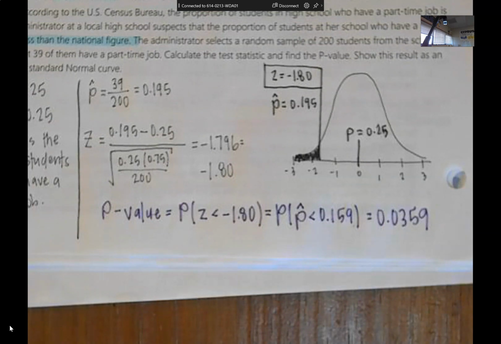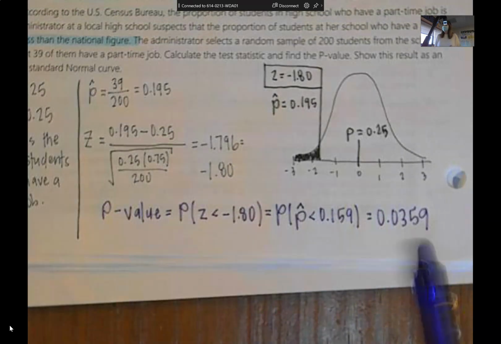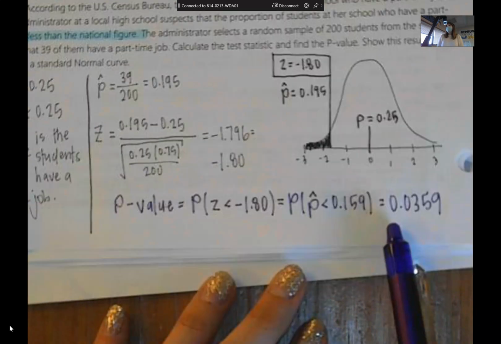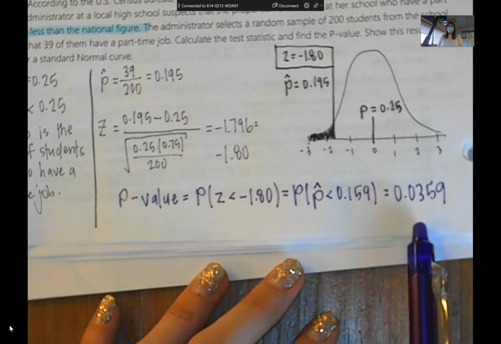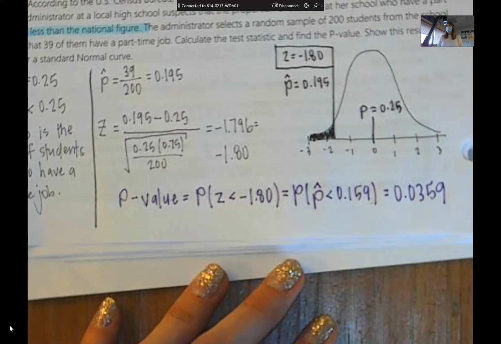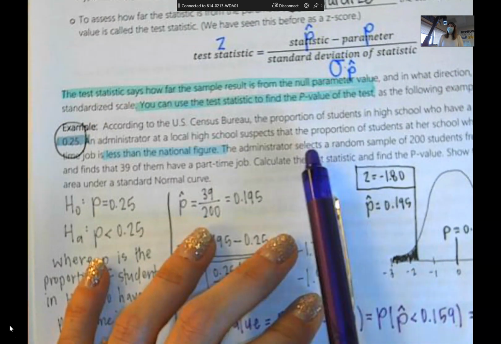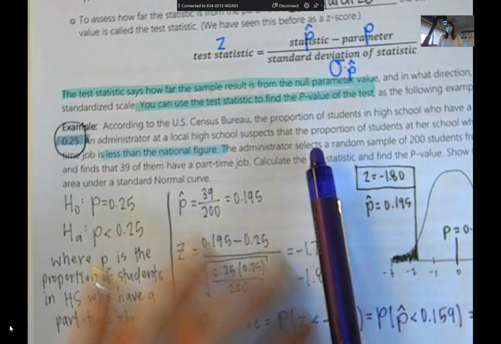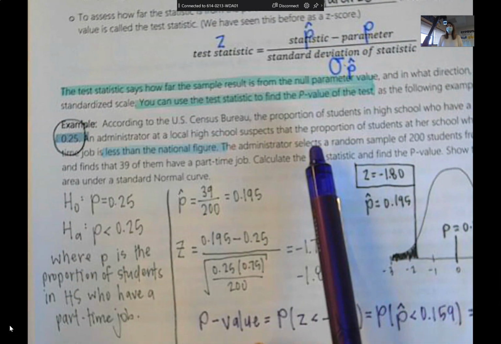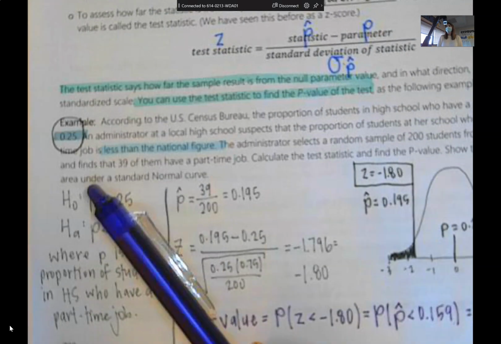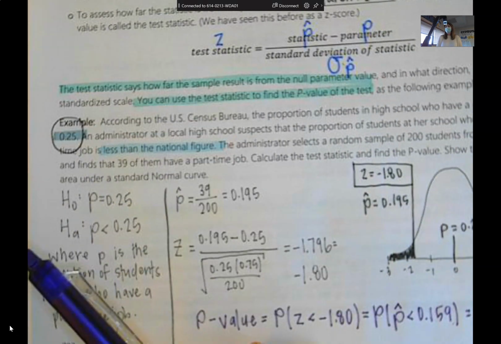So this would be, in most cases, considered strong evidence. In this case, at alpha equals 0.05, we would reject the null. We have convincing evidence that at this school, the proportion of high school students is less than the claimed national figure.